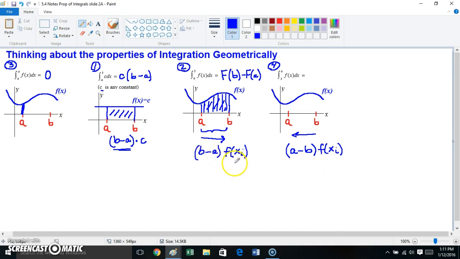Okay, these two are only different by a negative sign. And so what happens is the integral from b to a of f of x dx is the same as the negative integral from a to b of f of x dx.